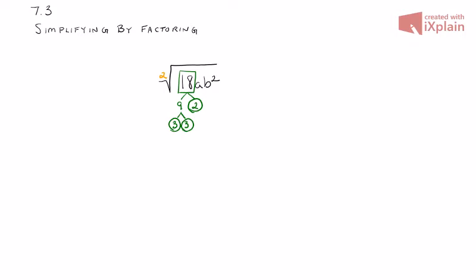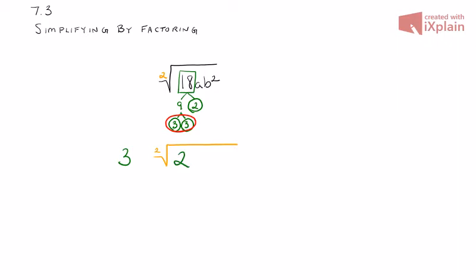Because of this, I can now look for pairs. I need two numbers that are identical to each other in order for them to escape the root. So here we have our pair of 3's, so we can write a 3 on the outside, and then I'll put my square root under here. The 2 does not have another 2 to pair with, so 2 is still stuck underneath the root.